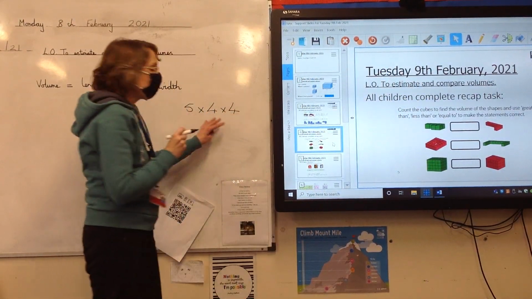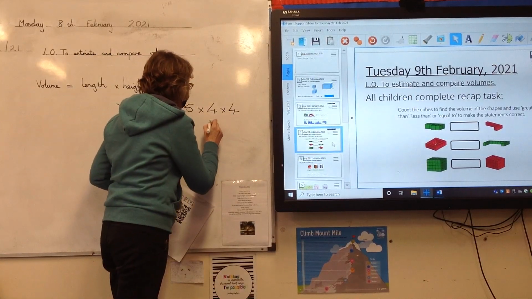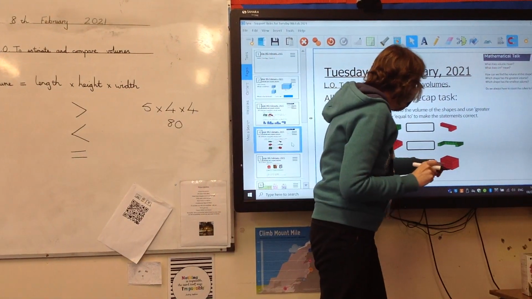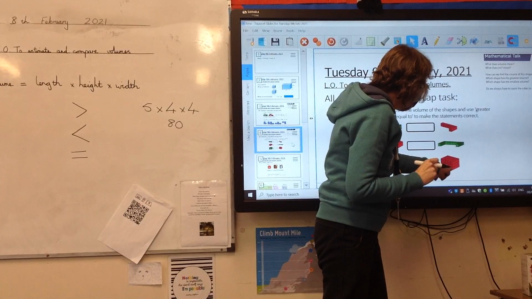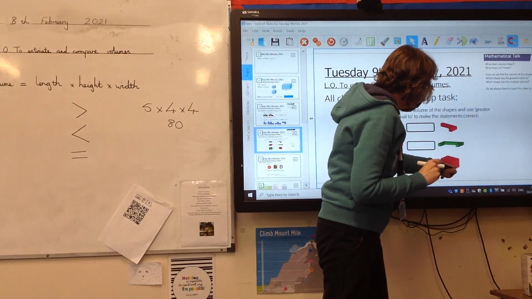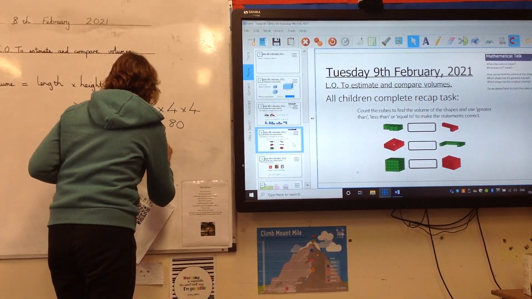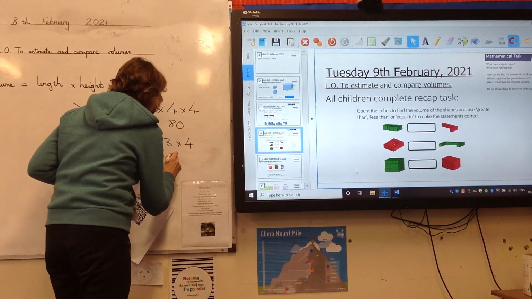So 5 times 4 is 20, times 4 is 80. And then we get to the pink one, and the width is 1, 2, 3, 4, 5. The height is 1, 2, 3, and the width is 1, 2, 3, 4. So we've got 5 times 3, which is 15, times 4, which is 60.